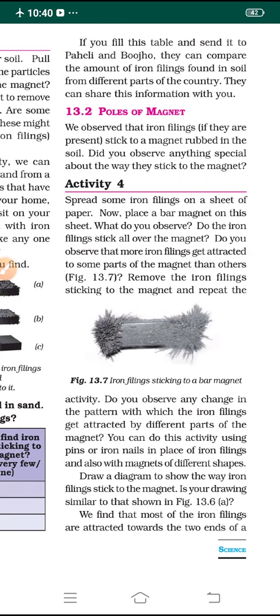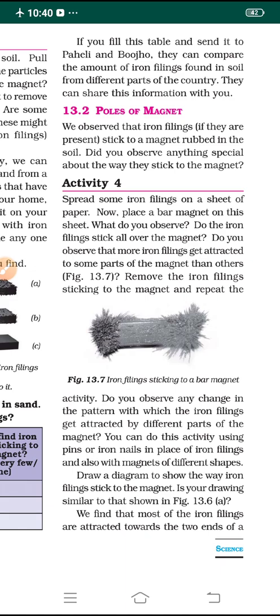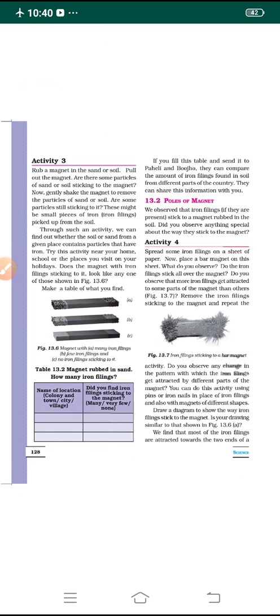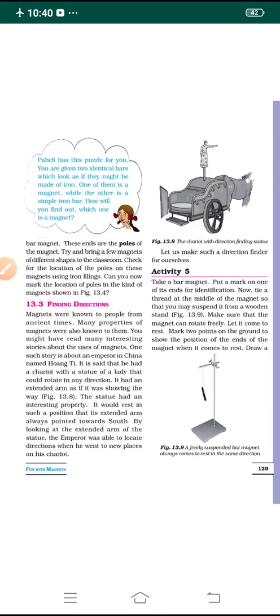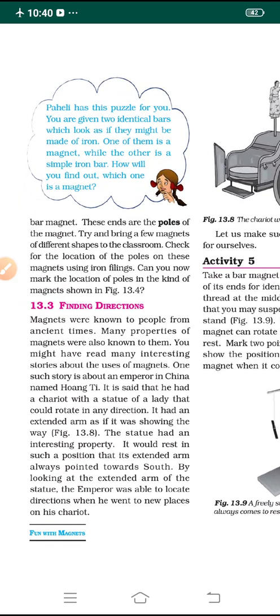Iron filings are attracted and stick to a bar magnet in larger quantity at certain places. By this we find that most of the iron filings are attracted towards the two ends of the magnet. By looking at this diagram, we see that most of the iron filings are attracted towards the two ends of the bar magnet. These ends are called the poles of the magnet. Try to bring a few magnets of different shapes to the class.